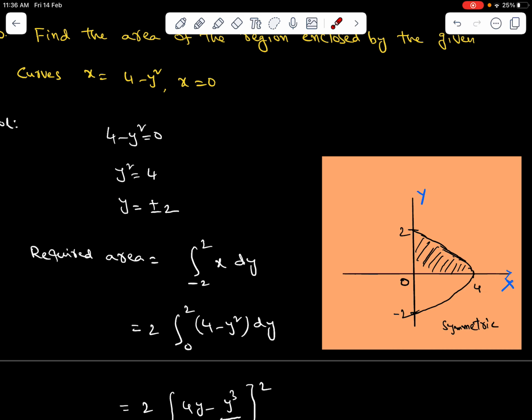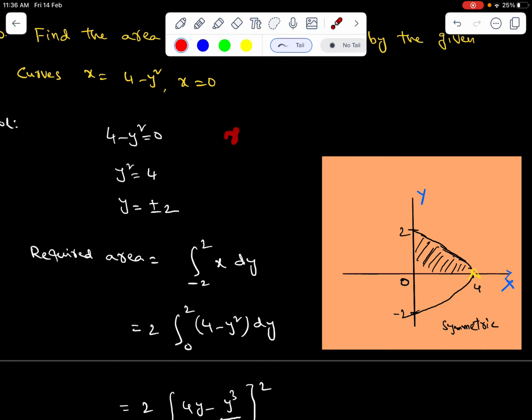You can observe this graph. This is the minus 2. This is the plus 2. Okay. Suppose, how can we find this value? You can observe, x equal to 4 minus y square. Suppose y is equal to 0, then x equal to 4. Therefore, this is the value of 4.